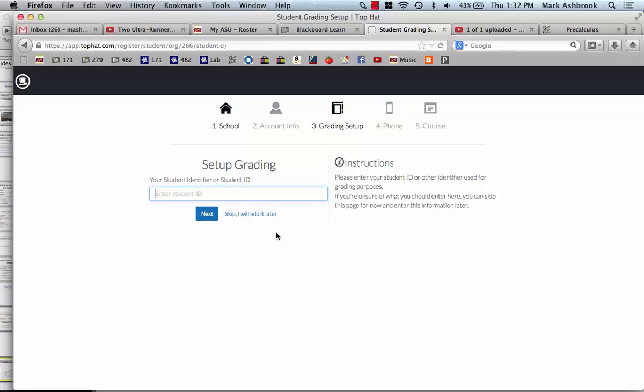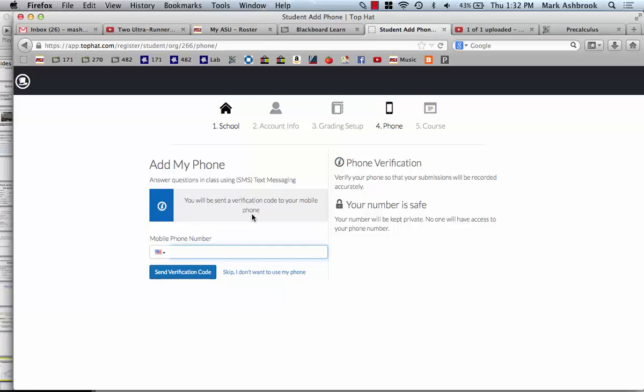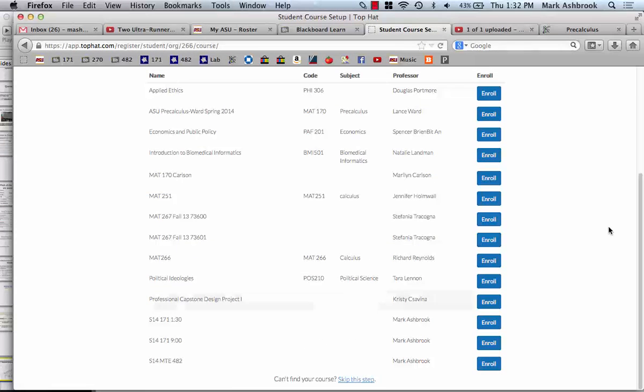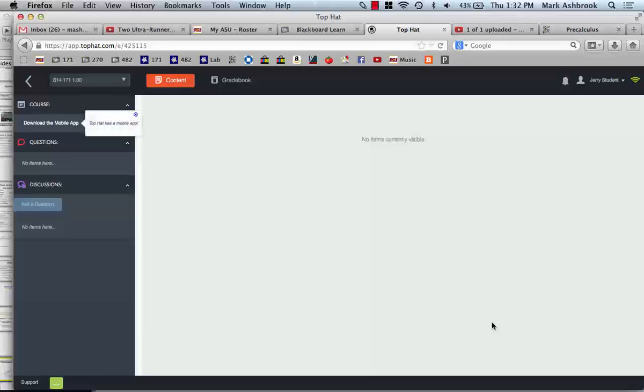Okay, you can set the grading setup. You can say skip, I will add later. We'll just use the default. Adding a phone is optional. It would be in case you didn't have your internet with you and you wanted to text your answers in. So you could add a mobile phone, or you could do it later. And then you get to this page, and down at the bottom of the list, you want the third from the last. 171, make sure you get 171, 130, and enroll. And this is where we want to be.